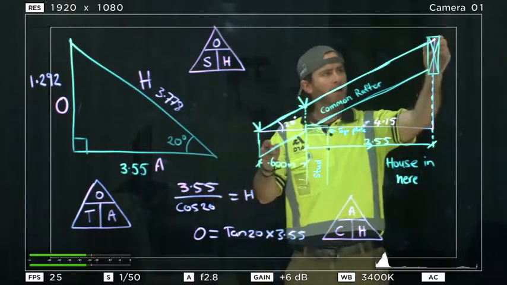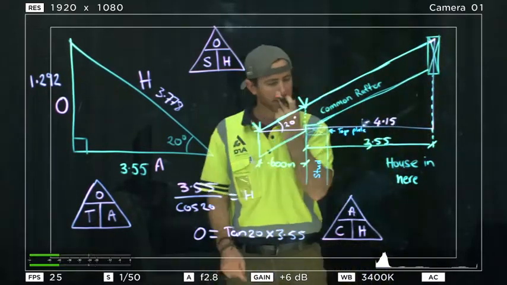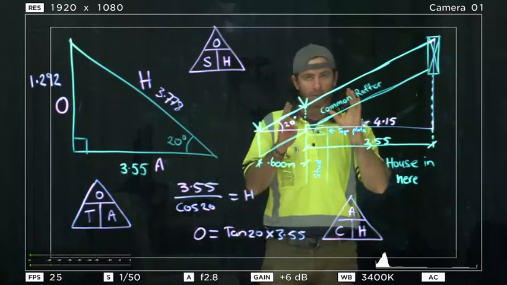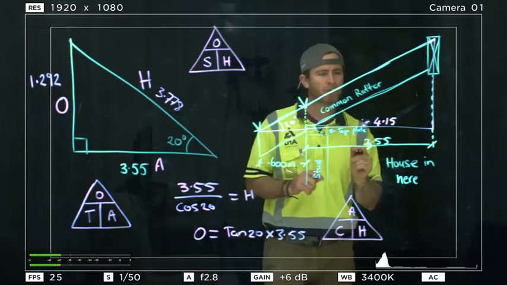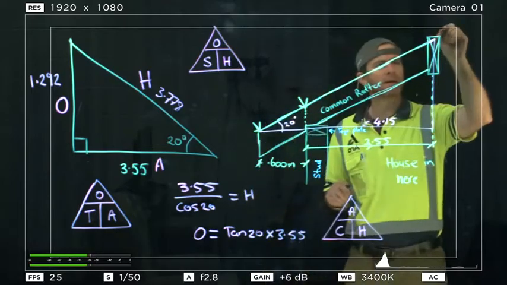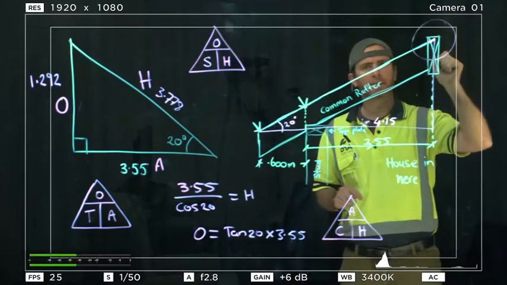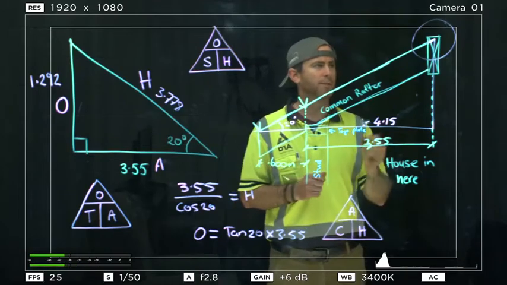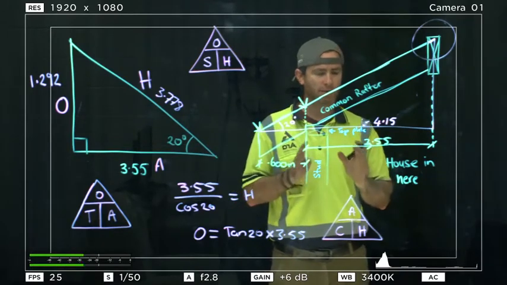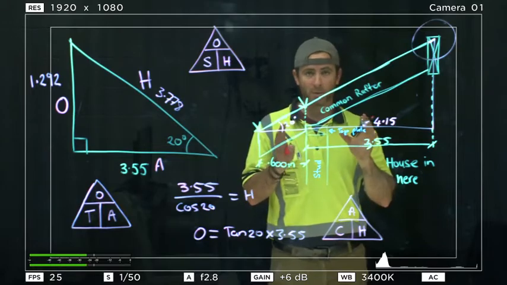We now can work out our common rafter length. Now, don't take this as a complete common rafter length. We do have a minor issue up here at the apex, which is what we call shortening. I'm going to go over that very shortly, so bear with me.